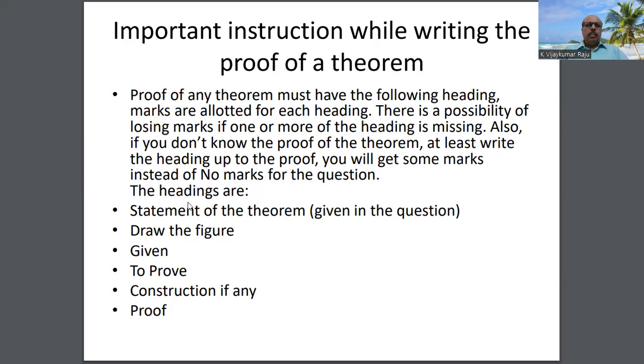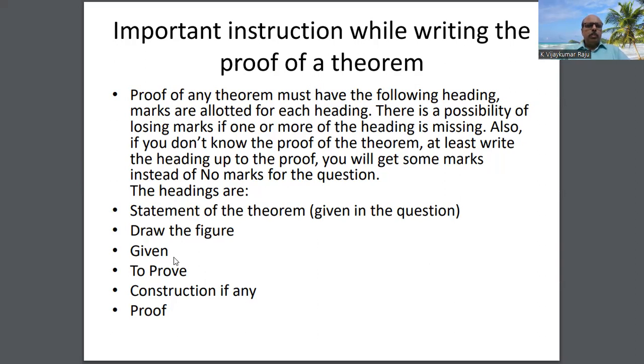The headings are: statement of the theorem, which is given in the question, you can just write that. Draw the figure. You will definitely have an idea how this figure should be. So it's a triangle and a line parallel, so you can definitely draw a triangle and draw one line parallel to one side. Then what is given? It is given that you are given a triangle ABC and a line DE is parallel to BC. That is what is given.